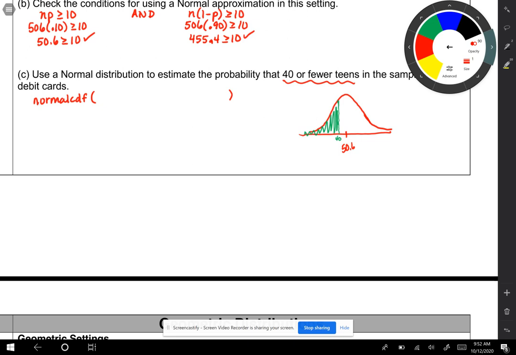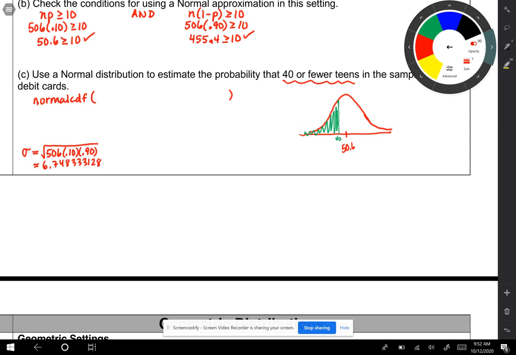Over here, we don't need to calculate our mean because n times p, which is 50.6, was our mean. But our standard deviation is equal to the square root of n times p times failure, so 1 minus p. You do all that math, you end up getting 6.7483333128. And that's our standard deviation.